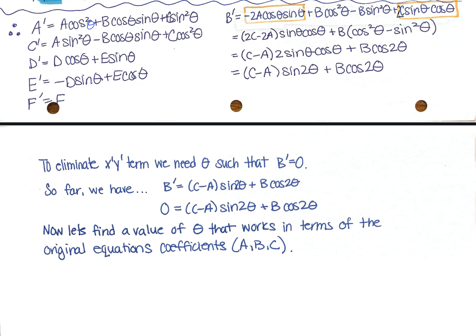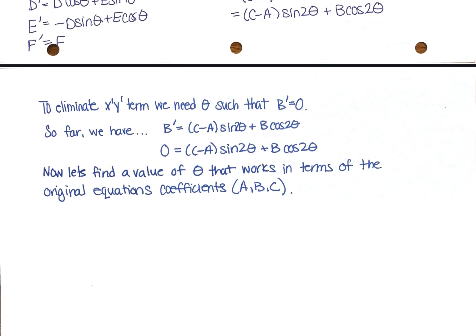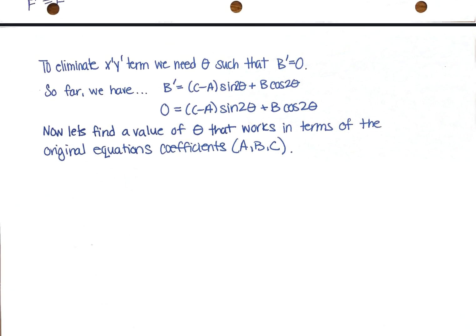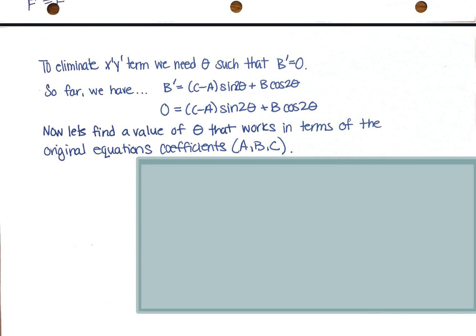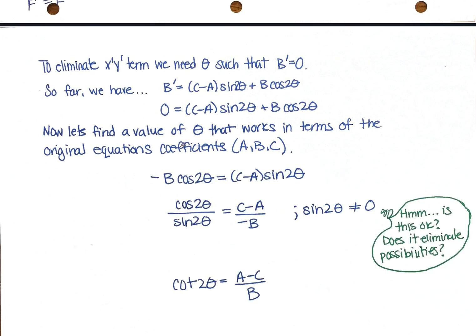All right, let's do it. I just move over the b cosine 2 theta, and then I can divide by the sine of 2 theta and then divide by the negative b, and I get cosine 2 theta divided by sine 2 theta, which gives me the cotangent of 2 theta, equals c minus a over negative b. But I don't like having negatives in the denominator, so I'm going to rewrite that as a minus c over b. And this is the formula that I gave you.